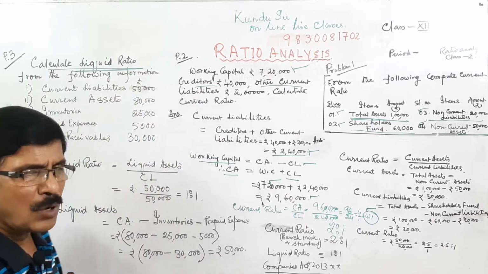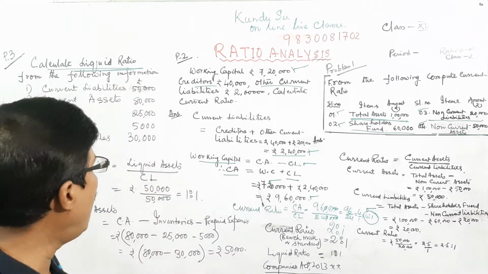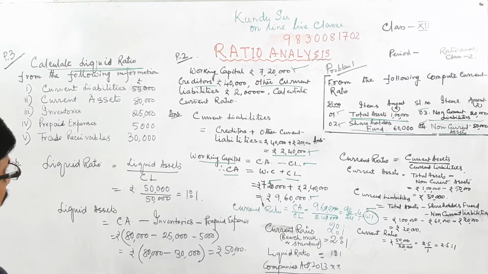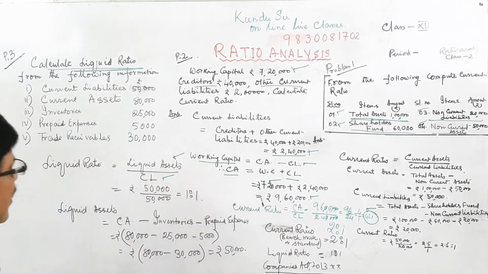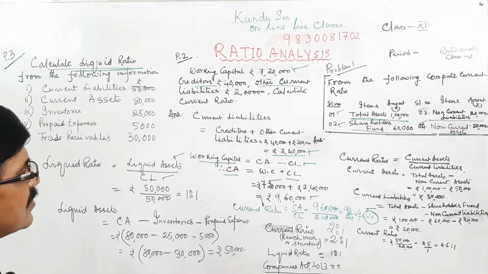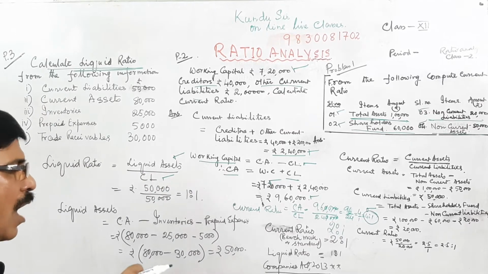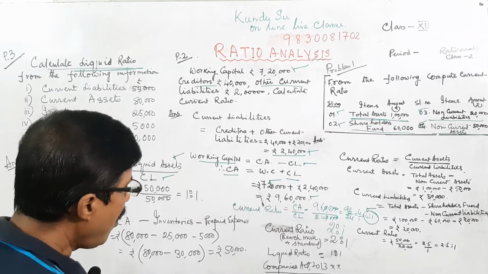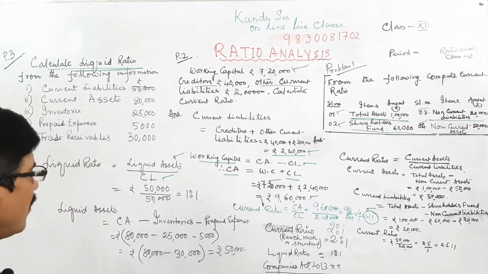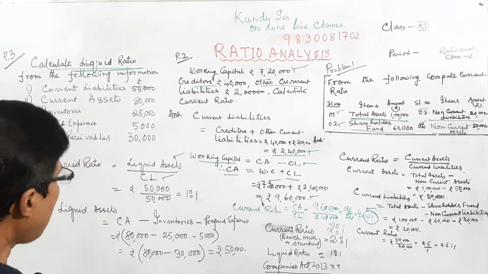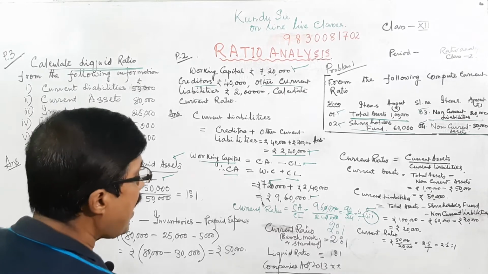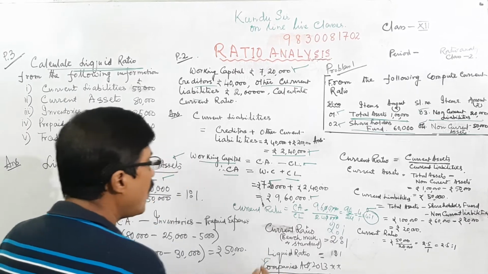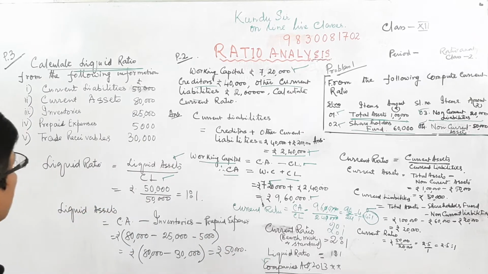What is the formula of the liquid ratio? Liquid ratio equals liquid asset upon current liabilities. I will explain what is current asset and what is current liability according to items. I have already discussed element-wise in the last class, but I will discuss more with reference to the Companies Act 2013 about this item after doing the problem.